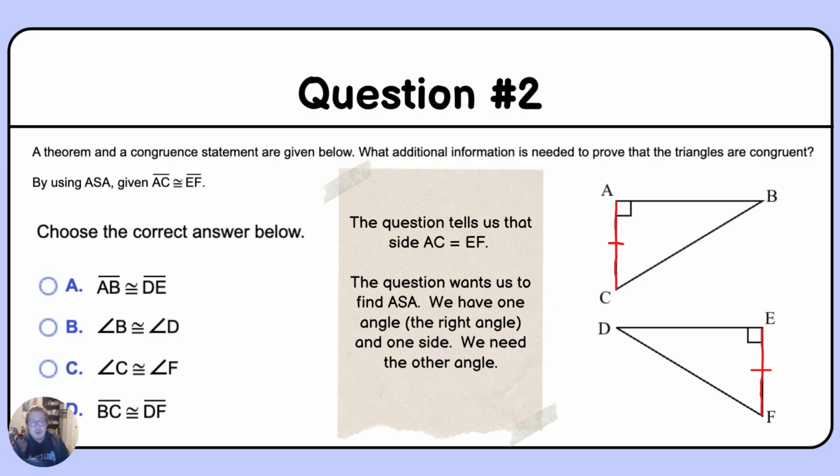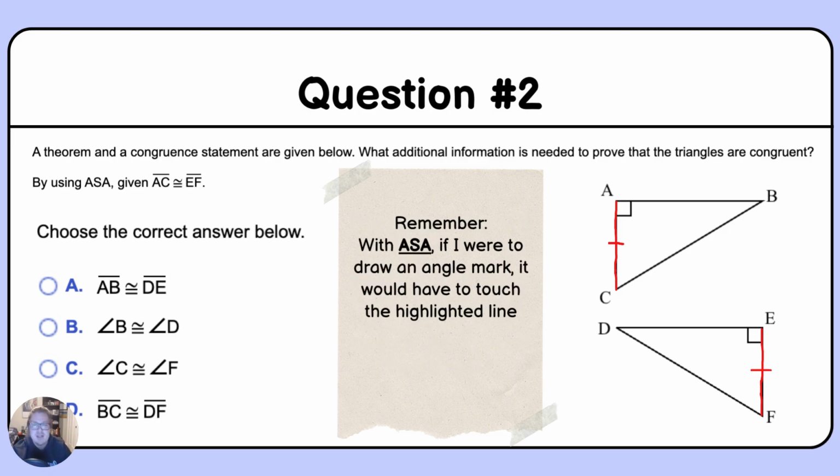Now the question also tells us that AC is equal to EF. So again, we're trying to prove angle side angle. Whatever angle I choose, it has to touch the highlighted AC side and the highlighted EF side. Remember, angle side angle: that highlighted side has to touch both of my angle marks. So what we're missing here is the angle.